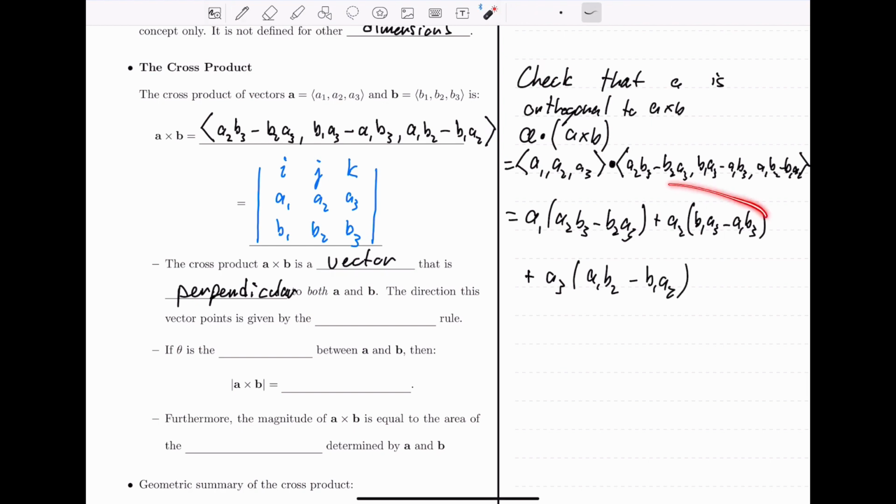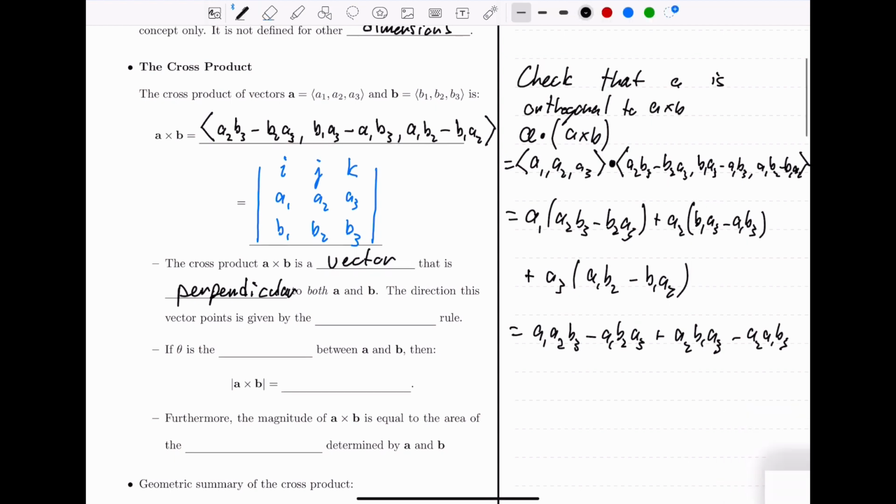We have some alphabet soup going on here, but this will all simplify to 0. Let's expand this out. From this first term, I have A1 times A2 times B3 minus A1, B2, A3. I'm just distributing here: A1, A2, B3 minus A1, B2, A3, plus, now expand out, distribute in this second term, A2, B1, A3 minus A2, A1, B3. Finally, in the last term, we have A3, A1, B2 minus A3, B1, A2.